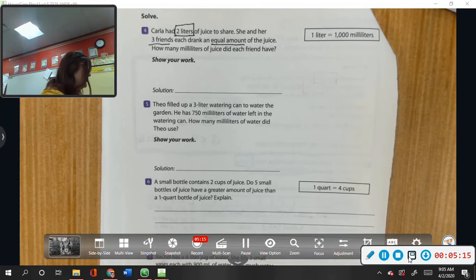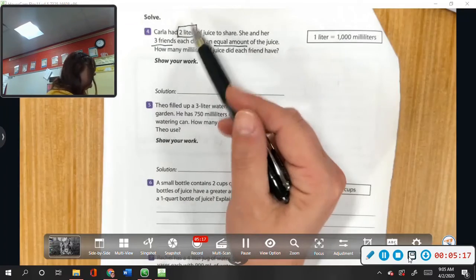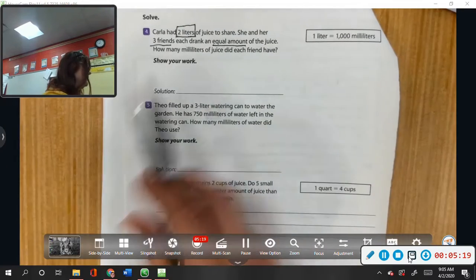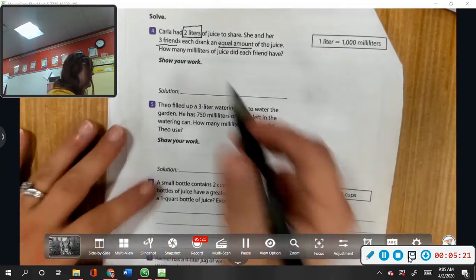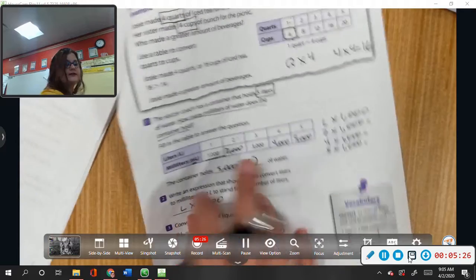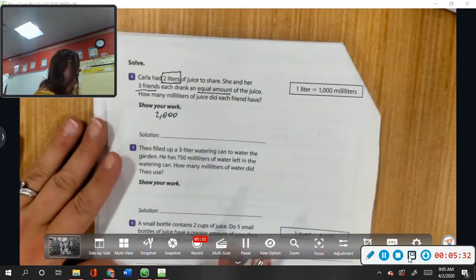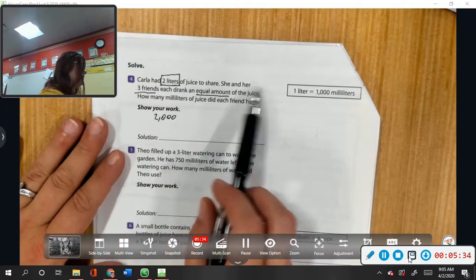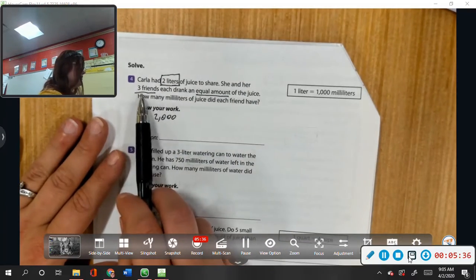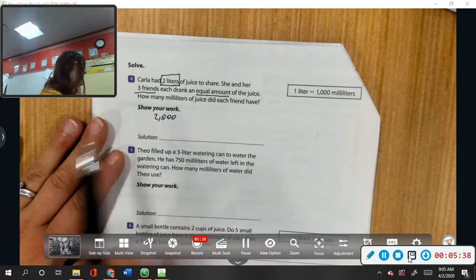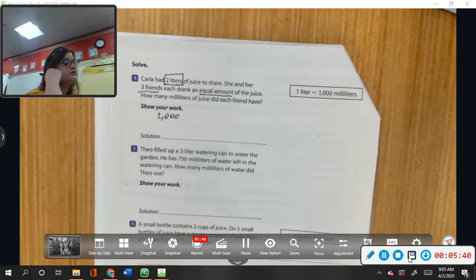Alright, so our first step here is to convert these liters into milliliters. We can go back to our chart, and it's already there for us. 2 liters is the same as saying 2,000 milliliters. Now, she and her friends, which she has 3, each drank an equal amount of juice. So we need to divide this juice up.